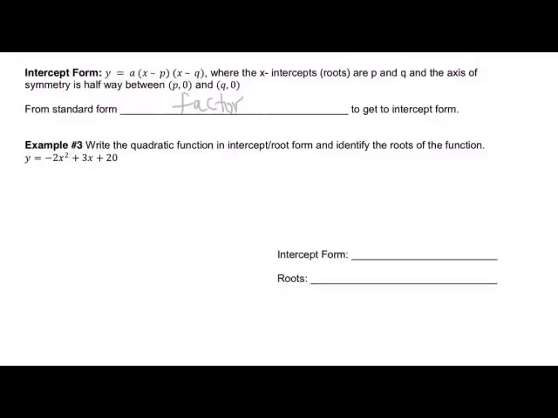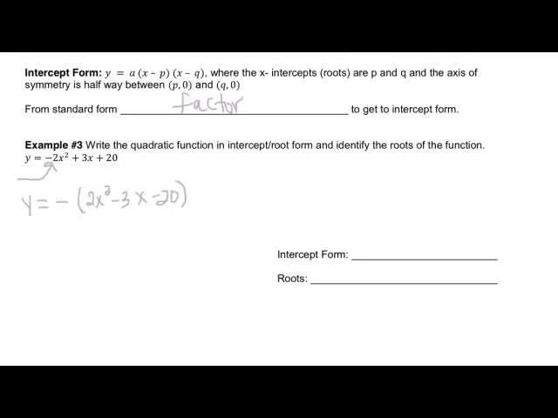So for example 3, we're writing the quadratic function in intercept or root form and identifying the roots of the function. Notice our a coefficient is negative. Whenever that's the case, we know that we want to factor out a negative like we talked about in section 5.2. So y equals negative (2x squared minus 3x minus 20).